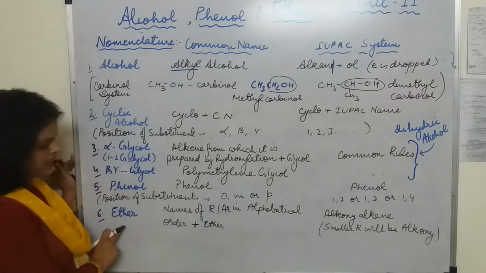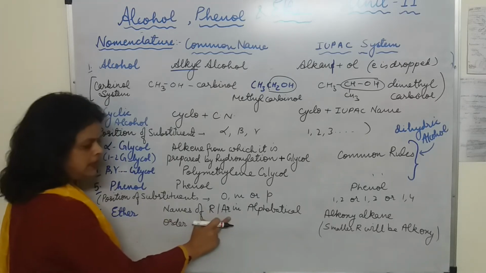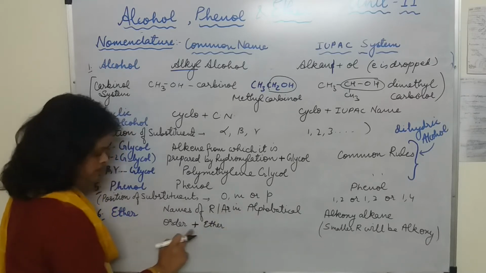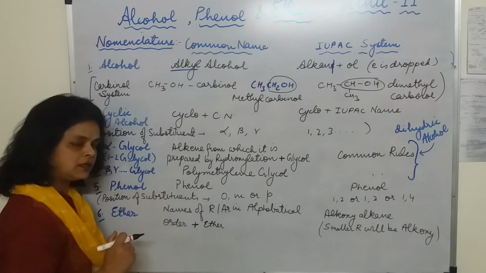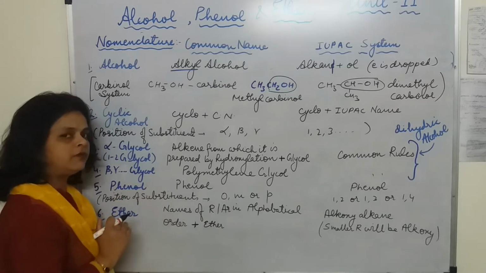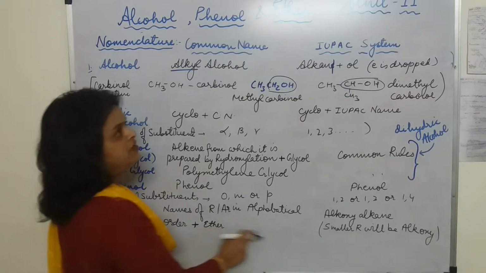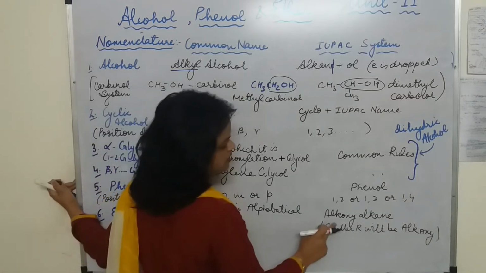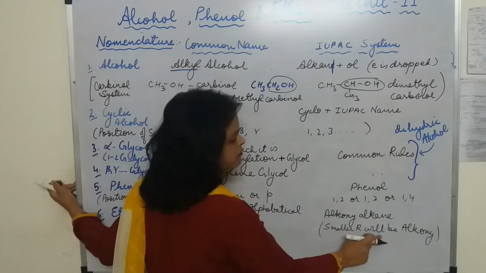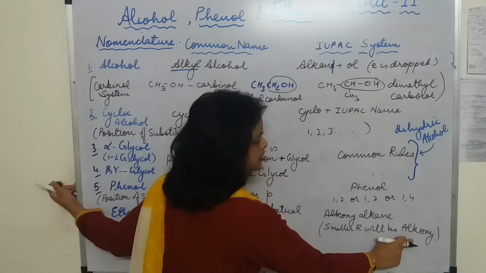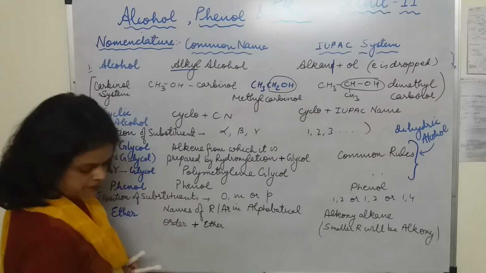Now, the last one is ether. For the common name, we write the names of the alkyl or aryl groups in alphabetical order, followed by the word ether. When you write its IUPAC name, it will be alkoxy alkane, where the smaller group is the alkoxy part. Now we will see some examples. Let's write them.